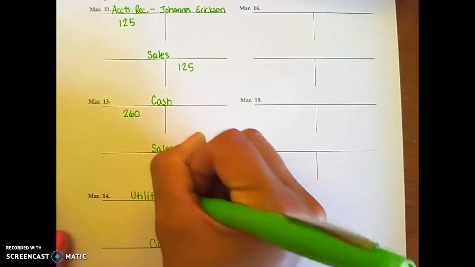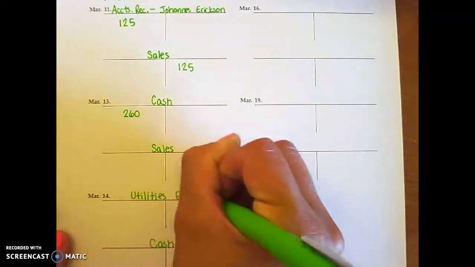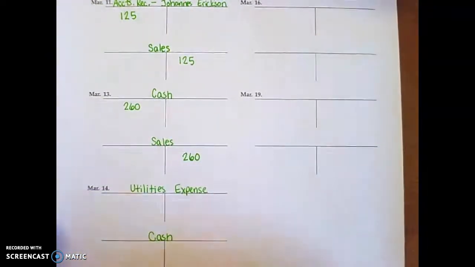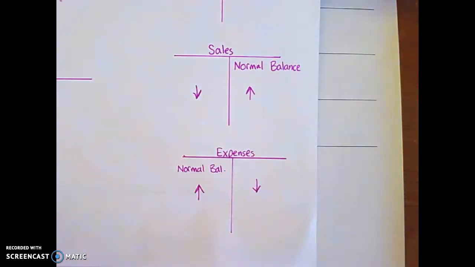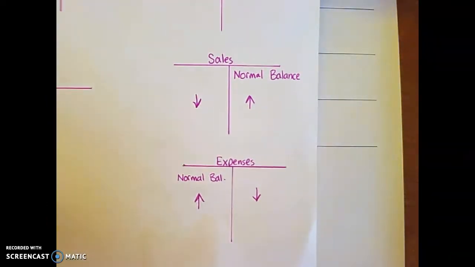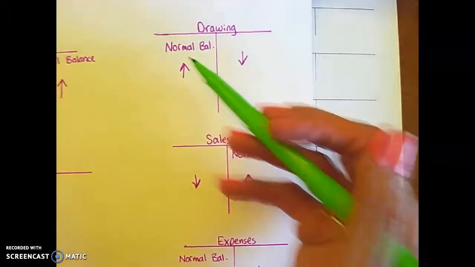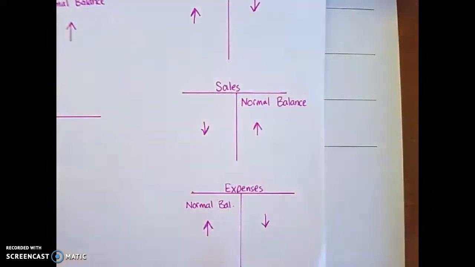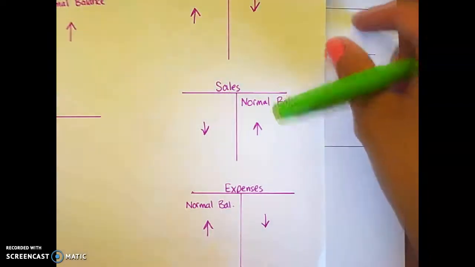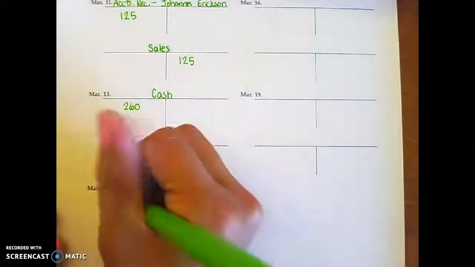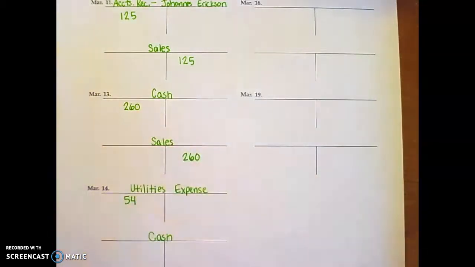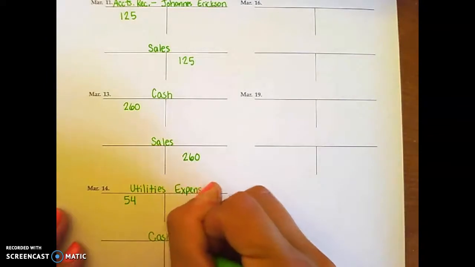You have to write expense after it. It would be incorrect to leave out expense. All right, let's look at expenses here. Expenses have a normal balance of a debit, it's opposite of sales. That's going to be the same as drawing because it's decreasing our related owner's equity account. So expenses are increased with a debit. So for this one, it's $54. And cash, we are paying cash, which needs to be decreased with a credit.